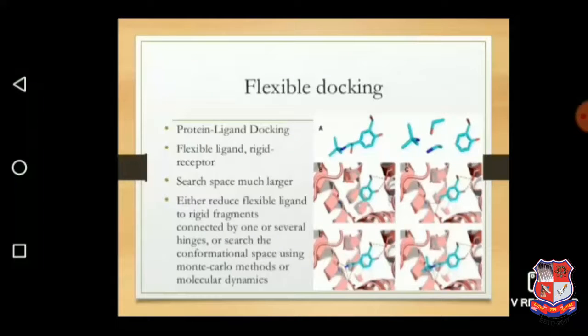Flexible docking: in that you can see that we can move the grid line in the software and either reduce the flexible ligand to rigid fragments connected by one or several hinges, and search the conformational space using Monte Carlo methods or molecular dynamics. So molecular dynamics is involved in flexible docking.